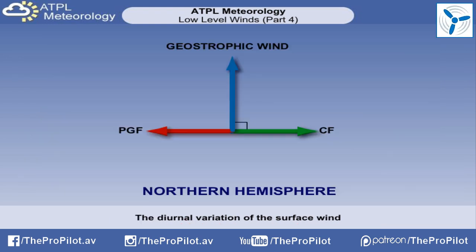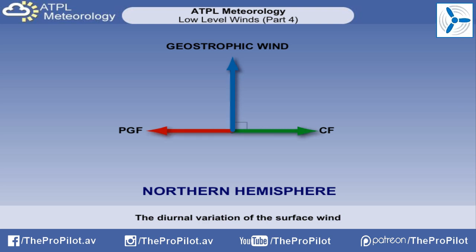Let's now use what we have just learnt and see how the direction and speed of the surface wind will change diurnally. The example shown is for the northern hemisphere. Again, like before, we will use the geostrophic wind and its forces to understand what is happening.